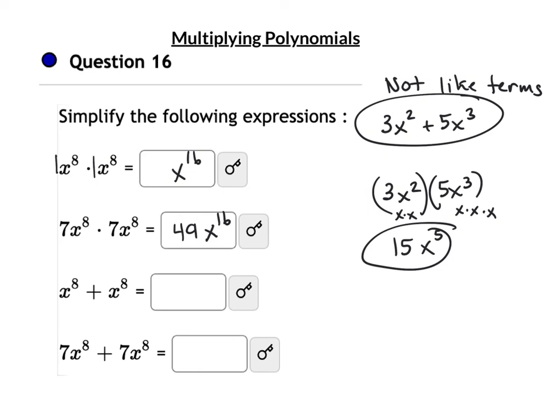X to the 8th plus x to the 8th. When you add, the powers never change. You add the coefficients on like terms. 1 and 1 make 2. 2x to the 8th. And the last one there, if I have 7 of some number and 7 of that same number and I add those together, I've got 14 of those numbers. Those are like terms. Add the coefficients. 7 plus 7 is 14, and the powers never change. X to the 8th.